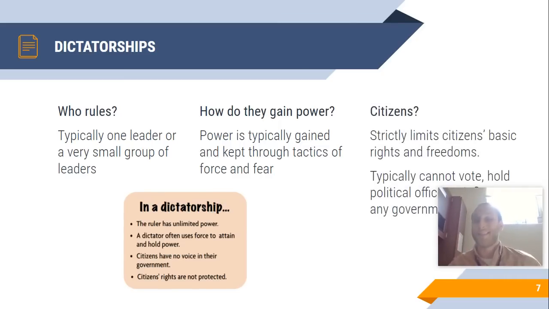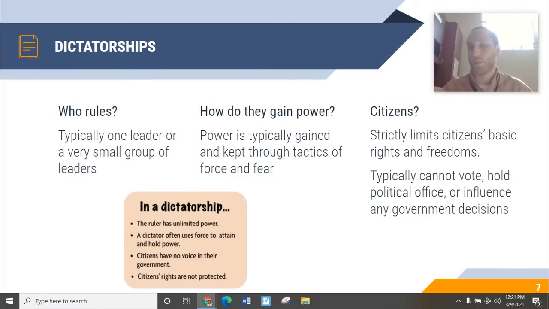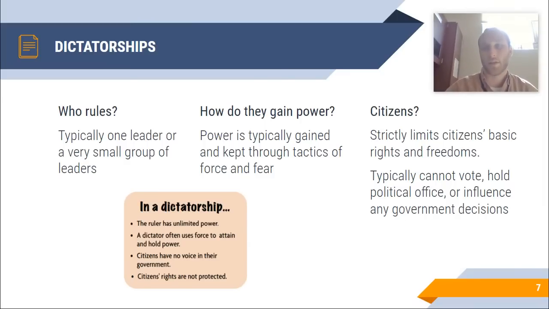right? And then citizens in dictatorship countries don't really have many rights and freedoms. They typically can't vote. They can't hold political office, which basically means they cannot be in the government making any of the decisions, which is kind of different than what we have in the United States, right? And if you look at the little box here, it says the ruler has unlimited power. They use force. Citizens don't really have any voice in their government, and their rights are not protected, which is kind of recapping what I just talked to you about with dictatorships, right?